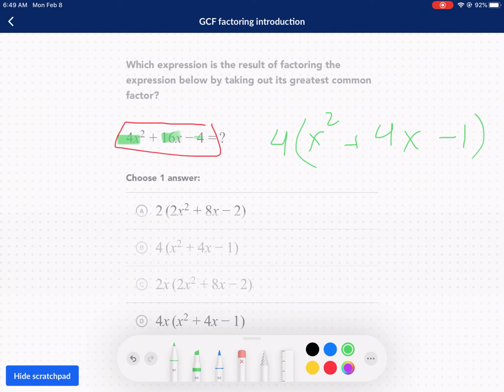So we're going to look for the greatest common factor of 4. Now, technically 2 is a factor, but it's not the greatest, not the largest factor. 4 is the largest factor. And we can't factor out an x, so that's what makes those other choices wrong. So our answer is going to be B.